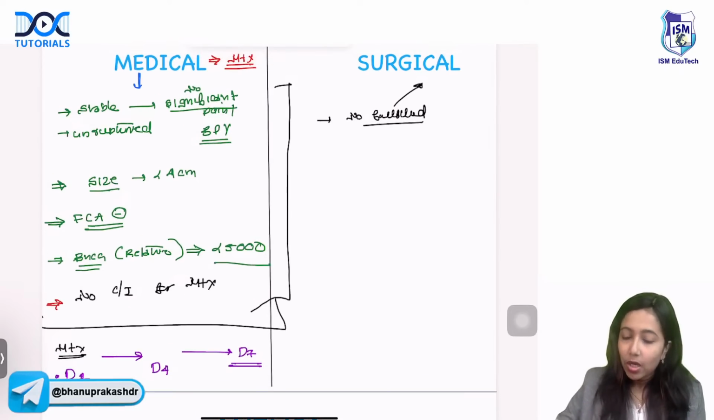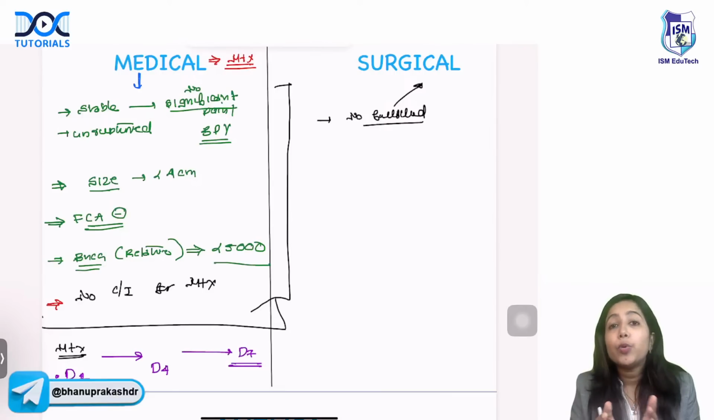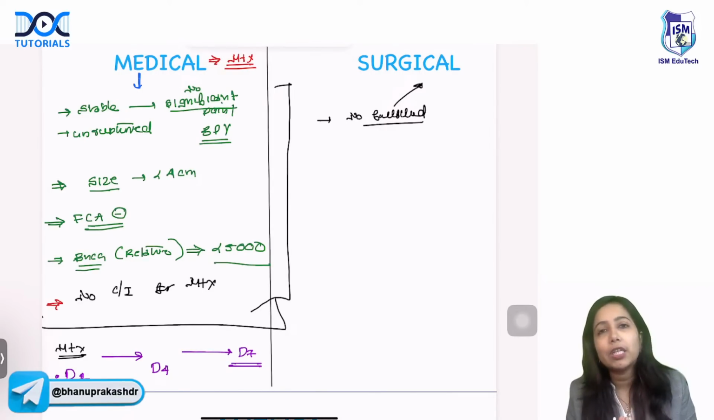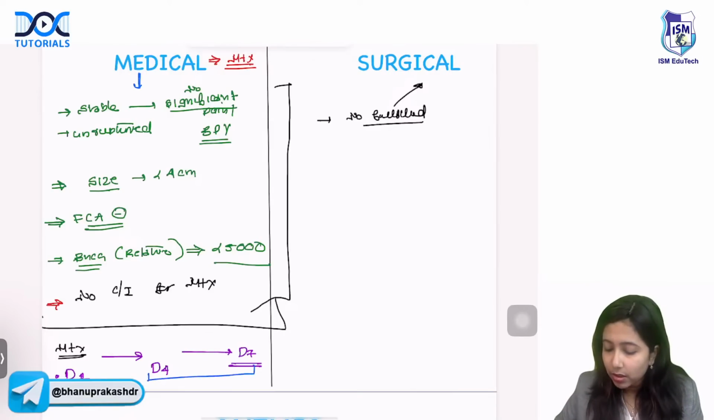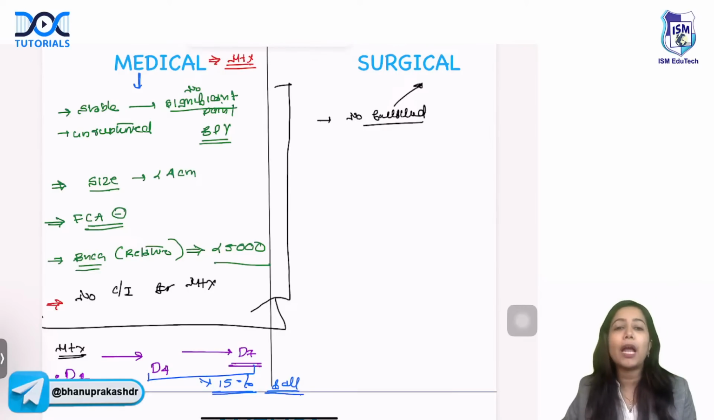So basically, we would be measuring the beta HCG levels on day 1, day 4, and day 7. The fall has to be at least 15% between day 4 and day 7.